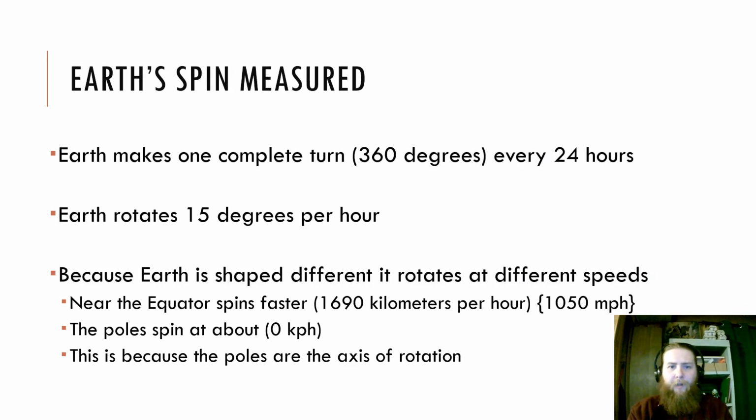So Earth makes one complete turn, 360 degrees, every 24 hours. So what we can also say is Earth rotates at 15 degrees per hour. Because Earth is shaped differently, it rotates at different speeds. Near the equator, it spins faster, around 1,690 kilometers per hour, which is 1,050 miles per hour. And at the poles, it spins about 0 miles per hour. This is because it's spinning around those poles. Those poles don't have to go anywhere. They're not moving any distance.